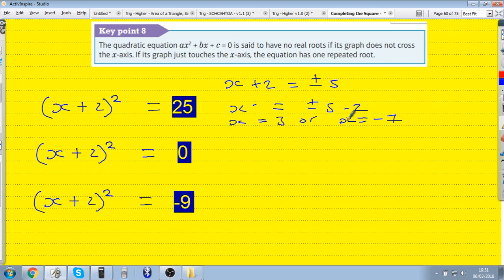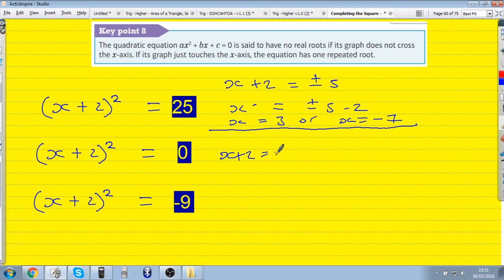So (x + 2)² is 0. So we know that it's definitely going to have one root because it equals 0, but x + 2 equals 0 if we just get rid of the square. So x is minus 2. So that has one solution, one root.